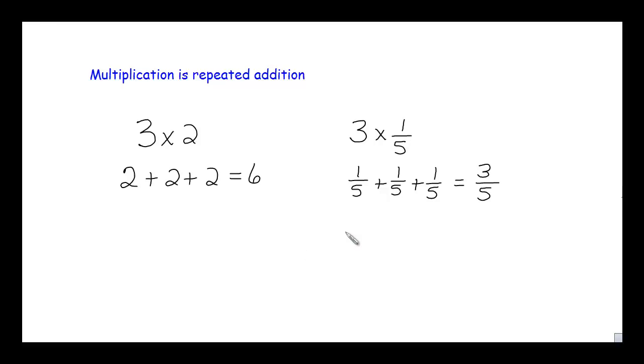And in this example, we can take our whole number 3 and write it as the fraction 3 over 1, which means we have 3 pieces, and each piece is equal to 1 whole. And we want to multiply that times 1/5. 3 times 1 is equal to 3, and 1 times 5 is equal to 5.